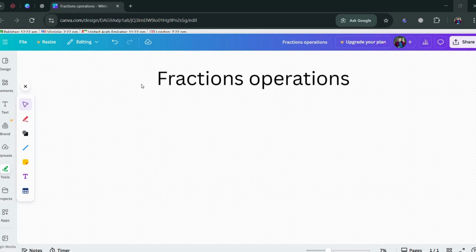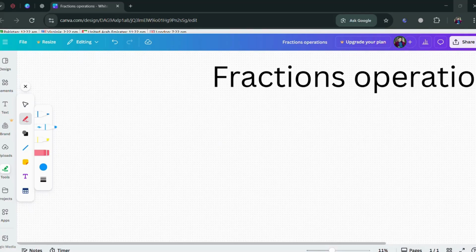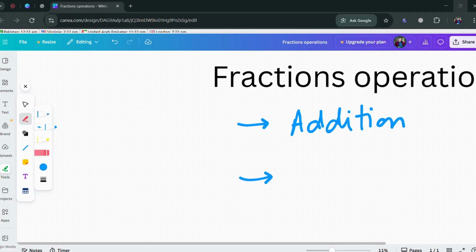In today's class we will be discussing different operations that we can do using fractions. Here are the four different operations that we will be seeing in the fractions. The first one is called addition. We will be practicing them one by one. First of all we'll be discussing addition. After that we'll be working on the subtraction.